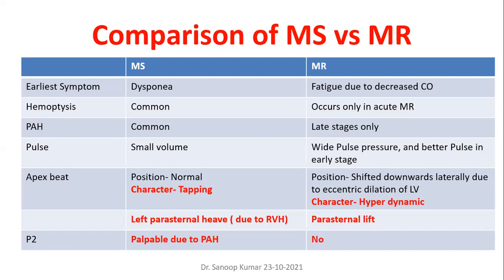Second thing, the apex beat: the heart is going to pump, come, knock you, and go away. What happens in mitral stenosis is that the left ventricle doesn't have enough blood. So while it is contracting, it comes very quickly, hits your hand, goes back, hits your hand, and goes back. So for these two reasons you will get a tapping apex beat.